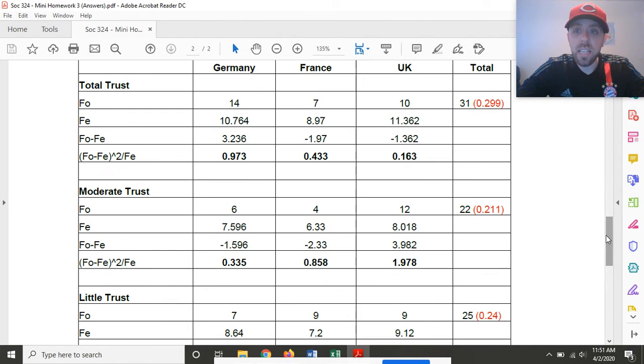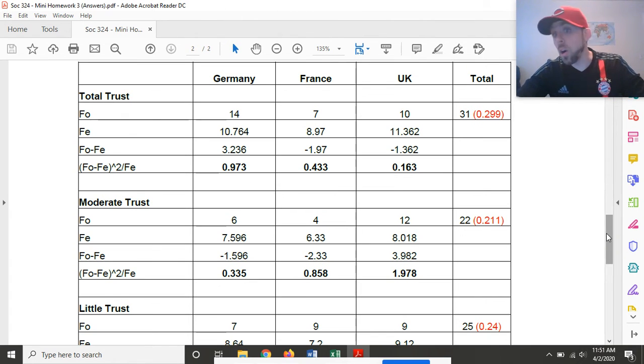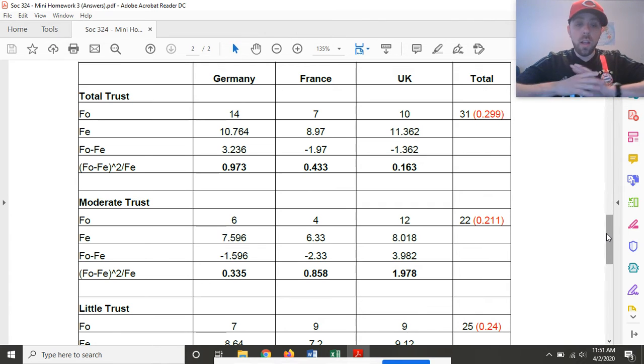You were given a somewhat helpful, or I hope somewhat helpful table that allowed you to follow the steps, follow the order of operations necessary to calculate chi-square for each individual cell. And we had to do that for all 9 cells and then some.